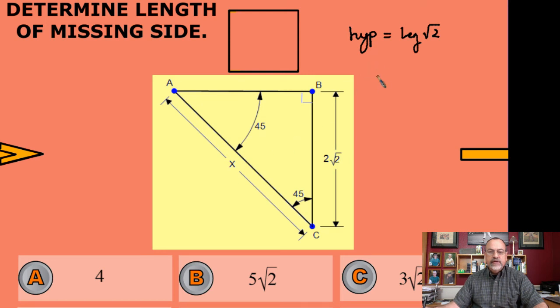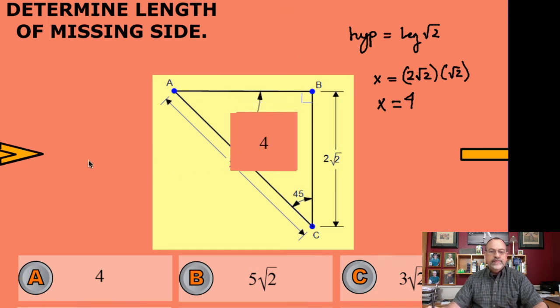The hypotenuse here is x, so x is going to be equal to the leg, which they give me as 2 square root of 2, times the square root of 2. That's the property of the 45-45-90. So x is going to be, the radical 2 times the radical 2 is a 2. That's two radicals that are the same. So 2 times 2 would be 4. So the length of x here in this problem would be 4.